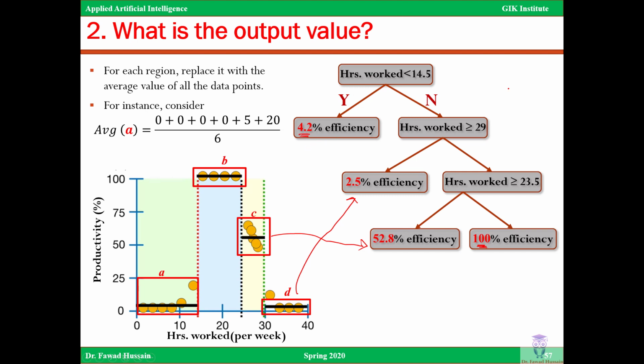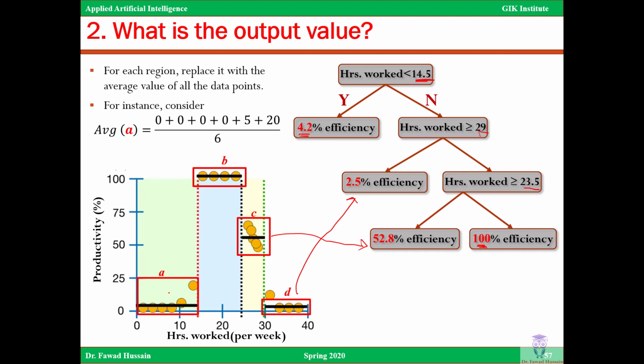The first thing is how to split, how to get to this 14.5 and this 29 and this 23.5, and the answer to that is that you use the sum of squared error, and you take that split which will result in the least sum of squared errors. And so once you have that, you are going to take all the data points that belong to this region, so this is region A, and then calculate the average values.